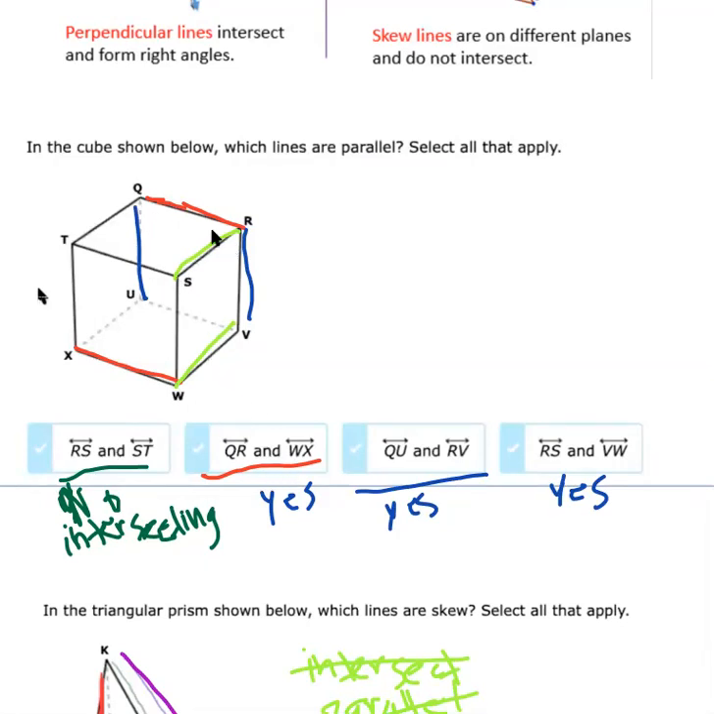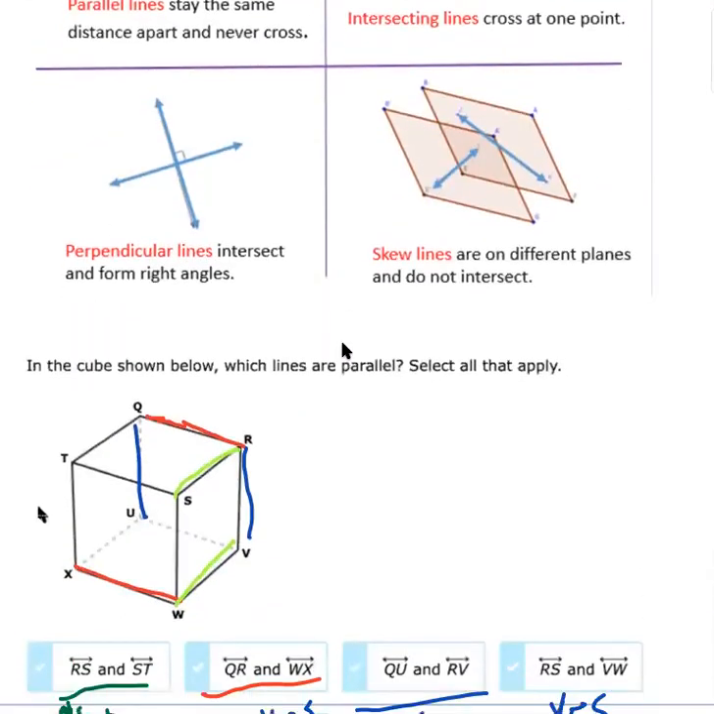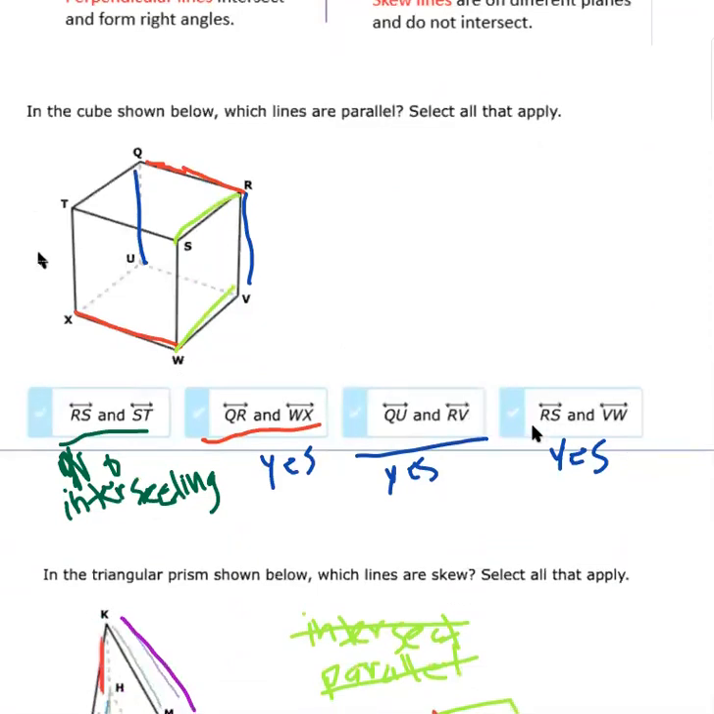If you look at the red, you have QR and you have XY right there. So they are parallel. They run the same direction. They will not touch. Next one is the blue right here. You have RV, and you have QU on this side. So they're going the same direction. They won't touch. They're staying the same distance apart. And you have RS here and then WV there, the lime green. Those are going the same direction. They will not touch. So they are all parallel in that example.